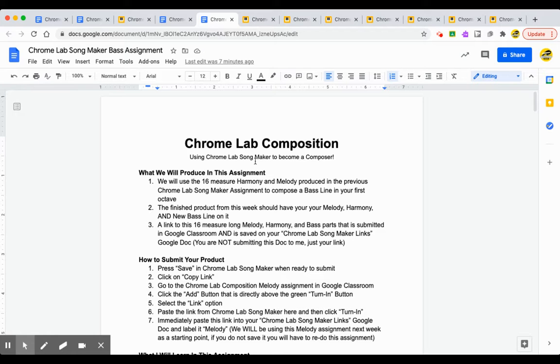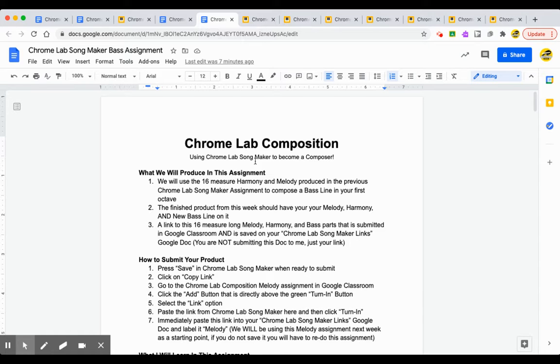We'll be adding in a bass line today in our lowest octave, and I'm really excited to help you with this process of composing and adding your own bass line to your song. So what are we going to produce? You're going to take the harmony and melody that you already have, and you're going to use those as a starting point, and then to those, you're going to add your bass line in the first octave.